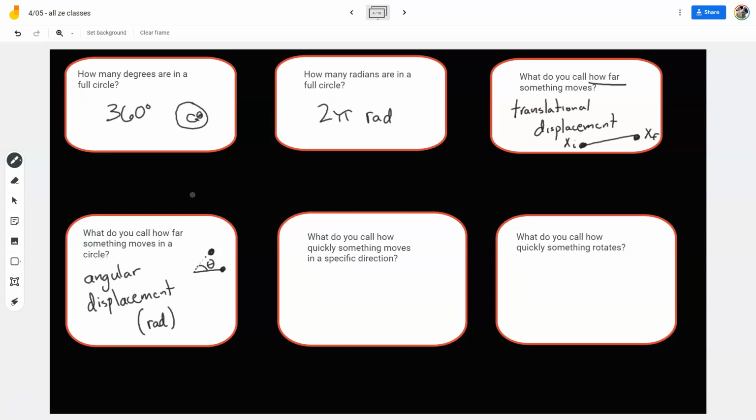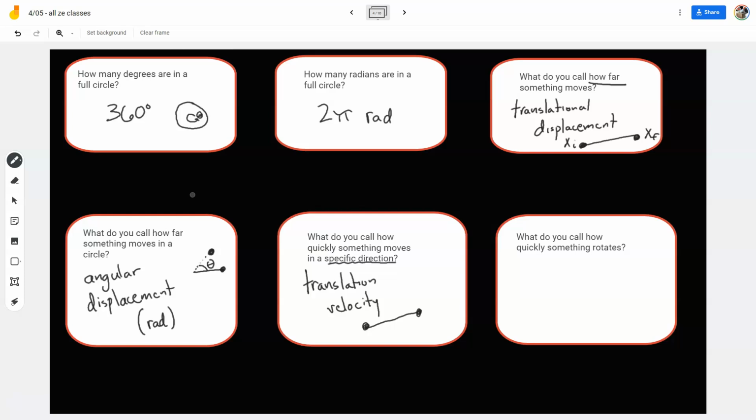And then quickly, what do you call how quickly something moves in a certain straight direction? Well, like we talked about before, translational means straight, linear, right? So this would be translational velocity. Now when something moves between 2 points, we talk about how quickly it does that. So now we bring time into part of this quantity, right?